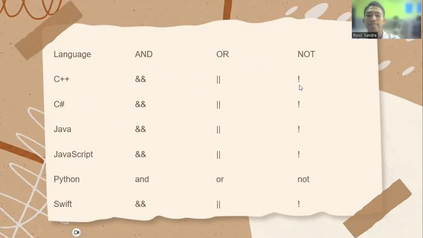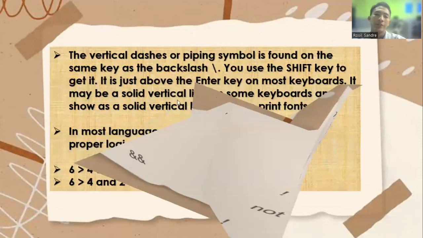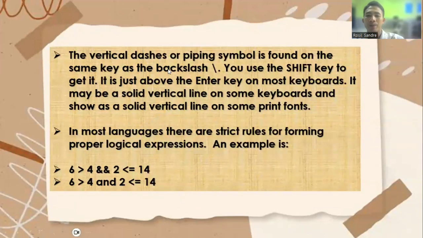Then, the vertical dash or piping symbol is found on the same key as the backslash. You use the shift key to get at it. It is just above the enter key on most keyboards. It may be a solid vertical line on some keyboards and show as a broken vertical line in some print fonts.